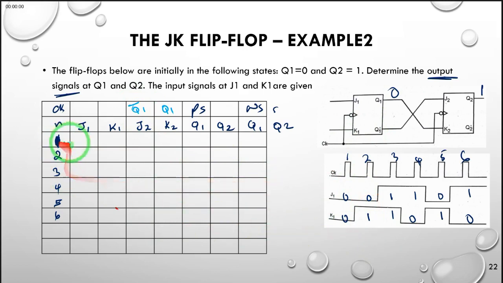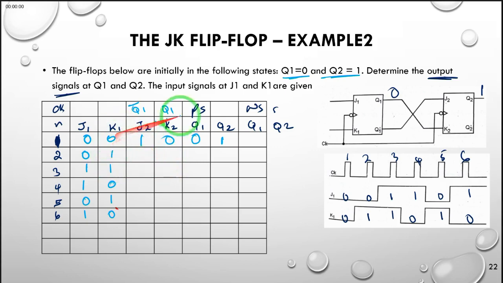So J1 is 0, 0, 1, 1, 0, 1, that is our J1, and K1 is 0, 1, 1, 0, 1, 0. Having known those two, we know the initial state for Q1 is 0, so we say this is 0, and for Q2 is 1. Therefore we can say J2 is equal to Q1 bar, which is 1, and K2 is equal to Q1, which is 0.